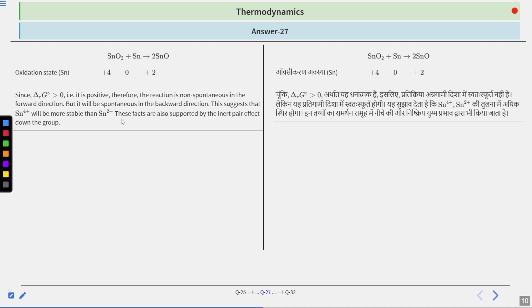Now, what is the reason behind it? The reason behind it is the inert pair effect. The reason is also given. This is due to the inert pair effect: these two electrons are taking part in the reaction in the case of tin, whereas in the case of Pb that is not the case. Now moving on to the next question.